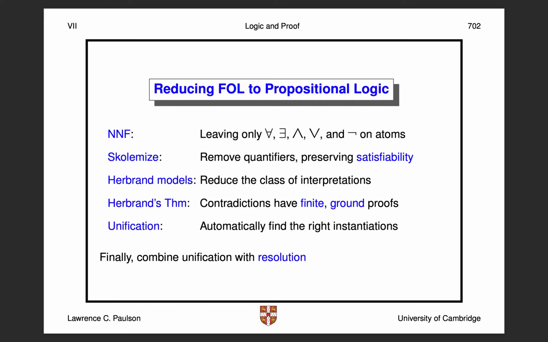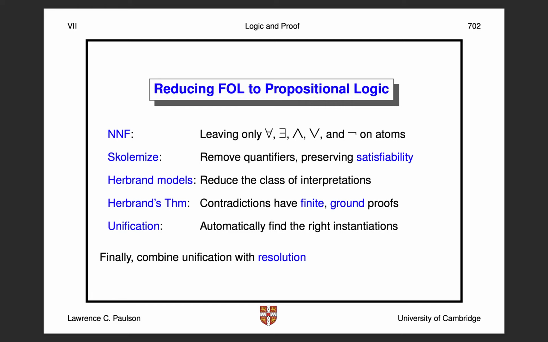Herbrand models allow us to concern ourselves only with possible canonical models of our set of clauses, as opposed to all conceivable mathematical models. Then, through Herbrand's theorem, it turns out that any explicit contradiction that we want to find to prove unsatisfiability will in fact have finite form and consist of a finite combination of instances of our original clauses.